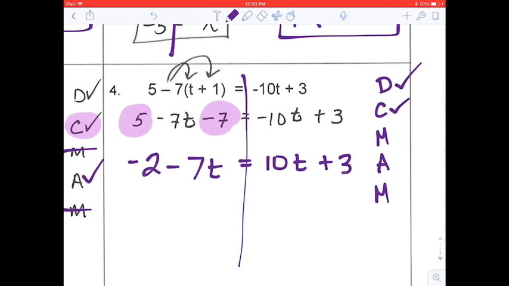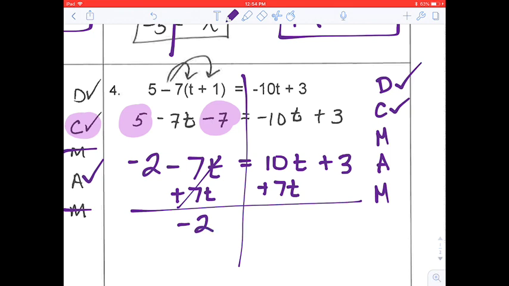Like terms are combined. I have variables on both sides, so I do need to move them. If I want to, I can move that 10 over to the negative 7, but personally, I prefer positive numbers. So I am going to add 7 to both sides and get rid of that negative. Negative 2 equals 17t.